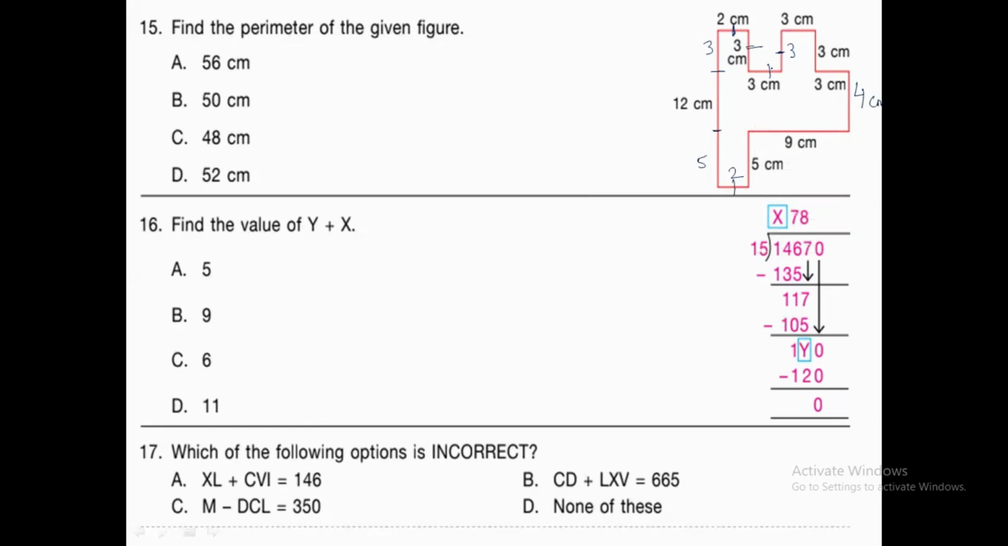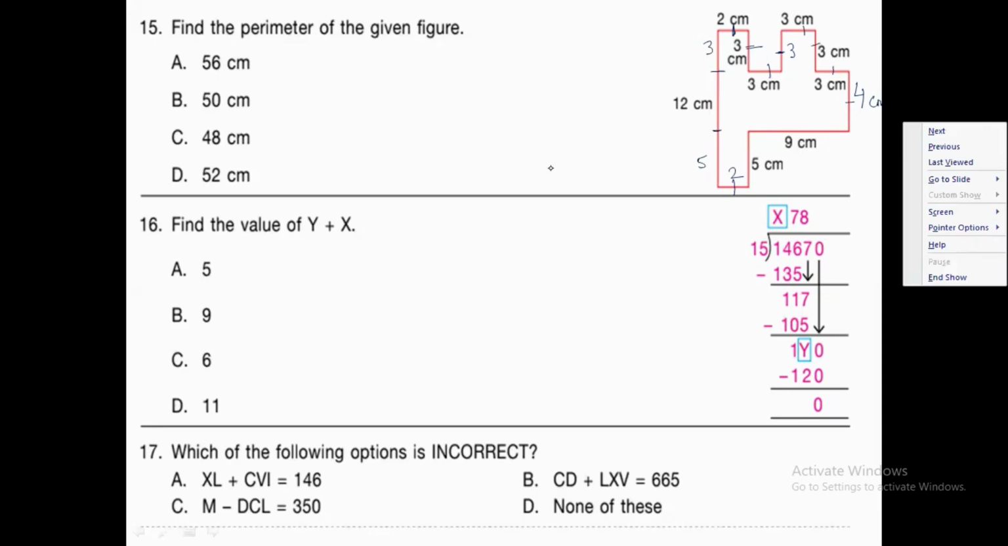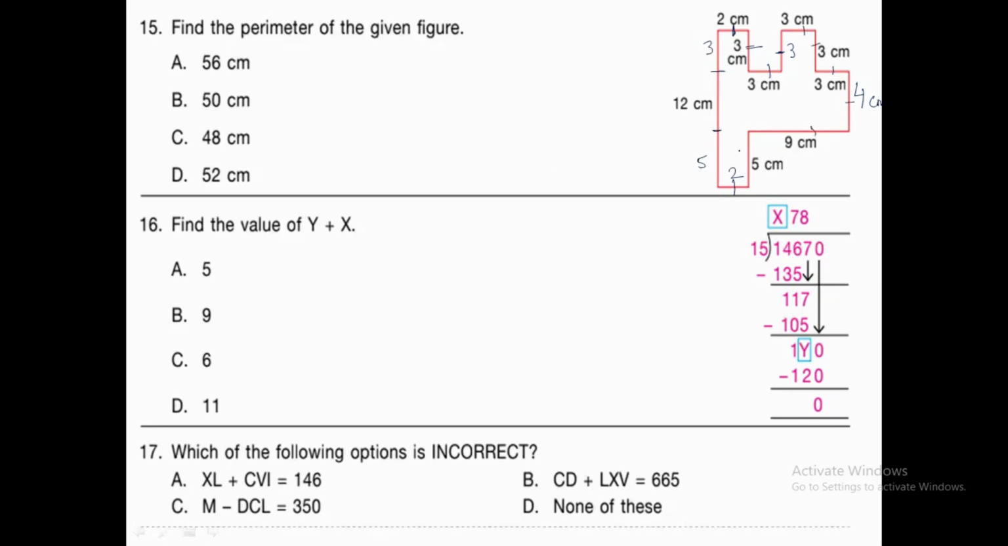2 plus 3 is 5, 5 plus 3 is 8, 8 plus 3 is 11, 11 plus 3 is 14, 14 plus 3 is 17, 17 plus 3 is 20, 20 plus 4 is 24, 24 plus 9, we will get 33. Then 33 plus 5 is 38, 38 plus 2 is 40, 40 plus 12 is 52. So that's how we get our answer, which is option D, 52.